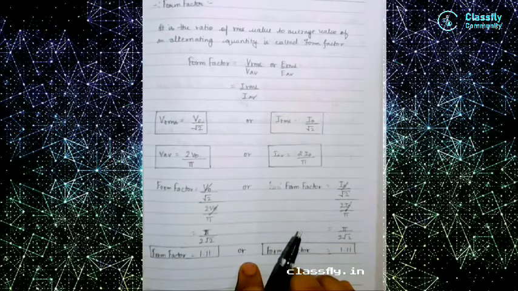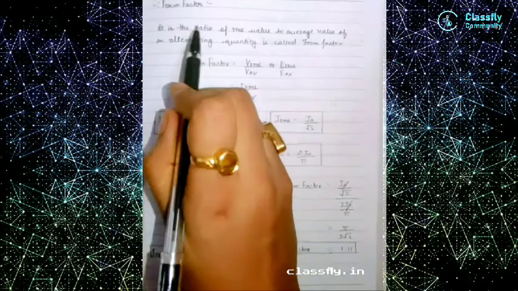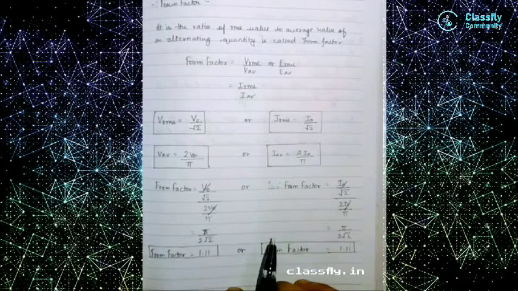We have already completed the average value of AC and the RMS value of AC, that means the root mean square value of AC. Now let's move on to the two factors which are very important from the perspective of your examination. One of them is the form factor and the second one is the peak factor.